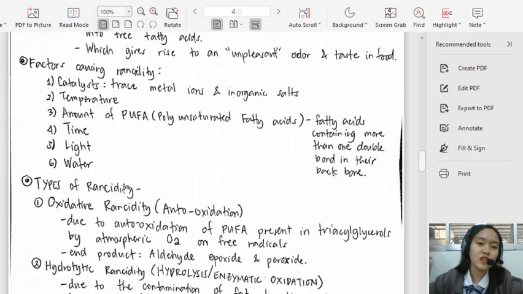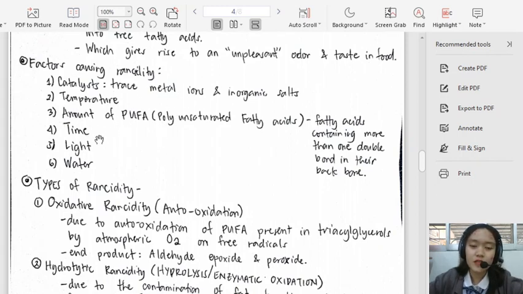So, you have different factors of rancidity. You have the catalyst, the temperature, and the amount of PUFA. When you say PUFA, this is polyunsaturated fatty acids. From the word itself, poly, it is a type of fatty acid that contains what? More than one double bond. Poly, meaning many double bonds found in that unsaturated fatty acid. That is PUFA. It has many double bonds in the structure.